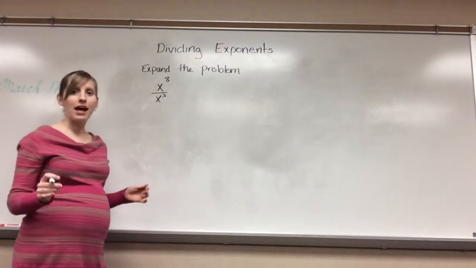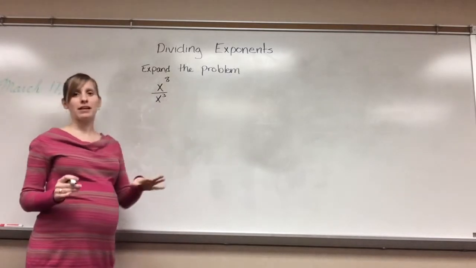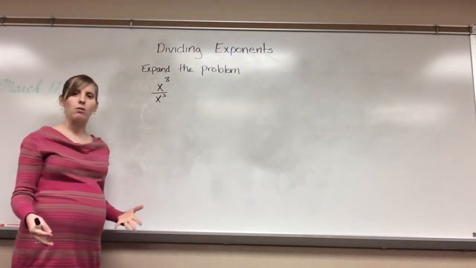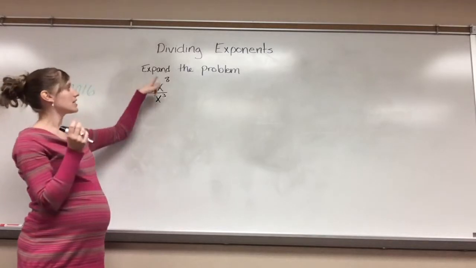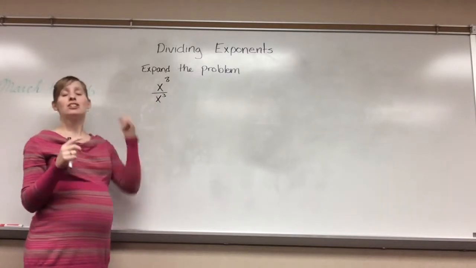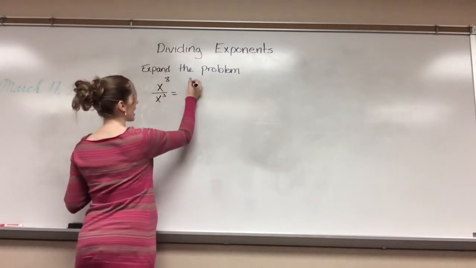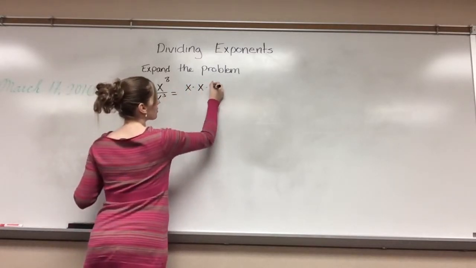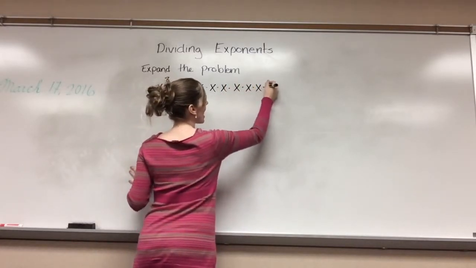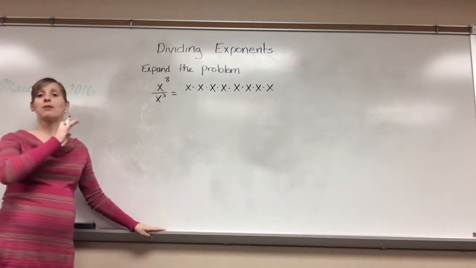So the first problem that we have on our video guide is x to the 8th over x to the 3rd. And I'm asking you to expand the problem. And remember what that means is just make the problem longer, actually write the whole thing out. Alright, so if I have x to the 8th power, expanding it means I need to show that this means to multiply x by itself 8 times. So I'm going to actually write this as 1, 2, 3, 4, 5, 6, 7, 8 x's being multiplied together. Okay, so that would be the top.